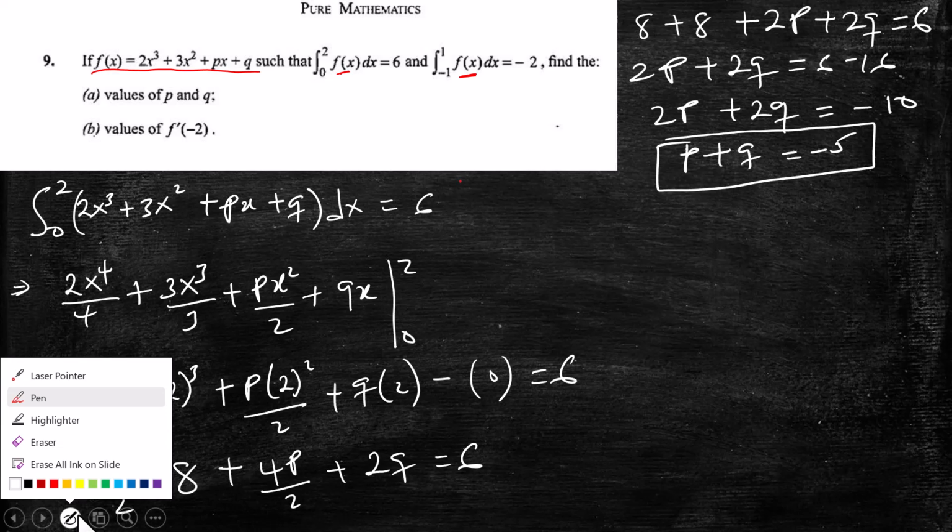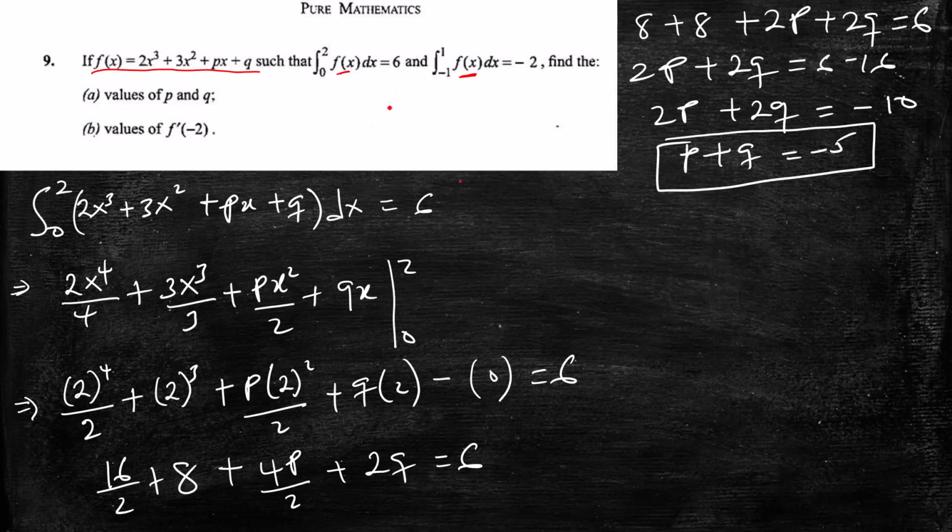Okay, so let's write the first equation here: p plus q equals minus 5.